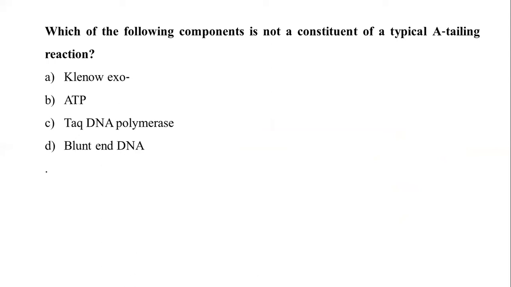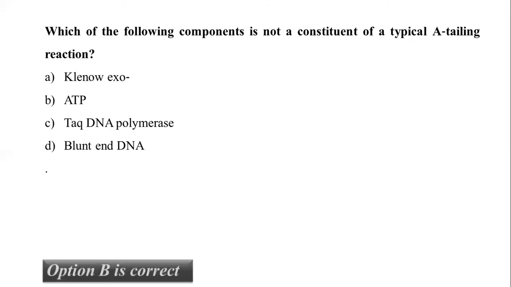In the next question, which of the following components is not a constituent of a typical A-tailing reaction? A-tailing is an enzymatic method for adding a non-templated nucleotide to the 3' end of a blunt DNA. So we are going to need a blunted DNA. Now, generally, A-tailing is done to prepare the T vector for TA cloning. For this, Taq DNA polymerase and Klenow exo- polymerases are used for DNA end modification. So the correct answer to this question would be B, ATP, which is not a constituent of a typical A-tailing reaction.